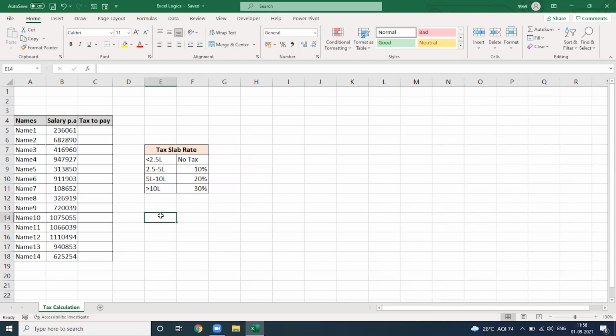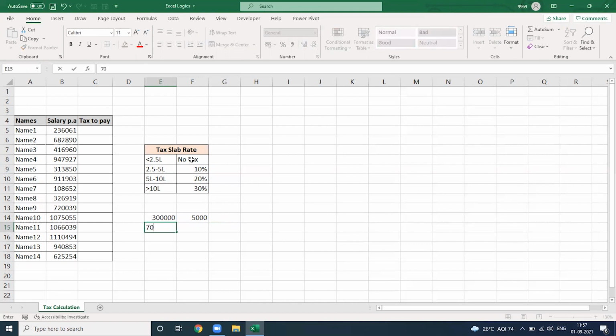Now suppose a person is earning 3 lakh per annum. 3 lakh is between 2.5 lakh to 5 lakh, so he should pay 10% tax. But he pays 10% tax only for the amount above 2.5 lakh because till 2.5 lakh, no need to pay tax. So from this amount, remove 2,50,000, and for the remaining amount, only 50,000, he pays 10%, which means he pays only 5,000 tax.